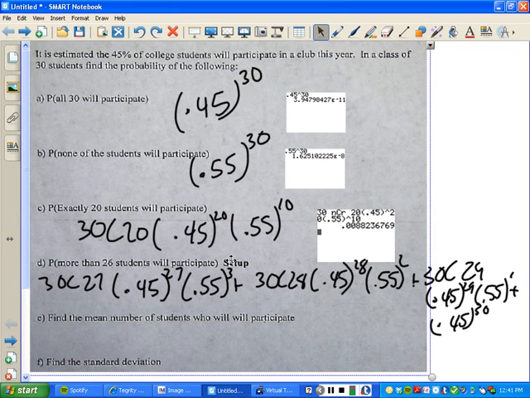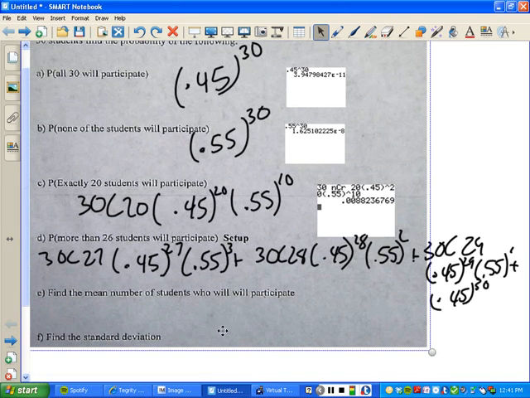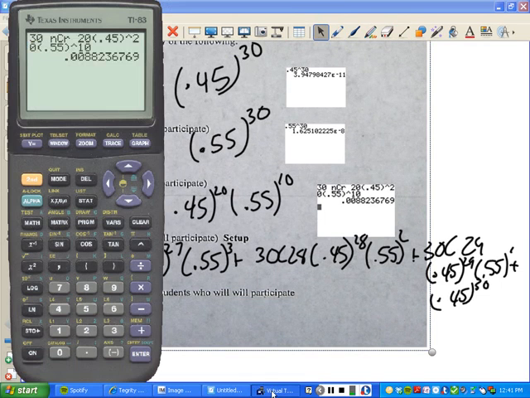All right. Now, what's the mean number that will participate? That is n times p. So the average is n times p. So in this case, it's 30 times 0.45. So you're going to go 30 times 0.45. That's 13.5, so that's the average.